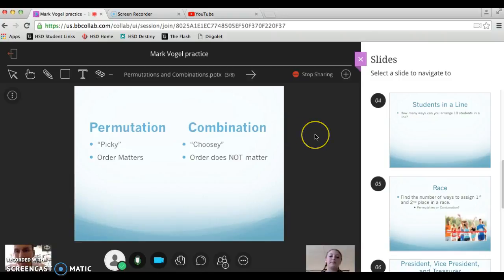One reminder from yesterday is that permutations, they are picky, that the order does matter. And combinations are more choosy. Remember that the C represents the C with combination. Picky is P with permutation. Combinations, the order does not matter. That's one thing to remember, that there are fewer options, outcomes when it comes to combinations compared to permutations.